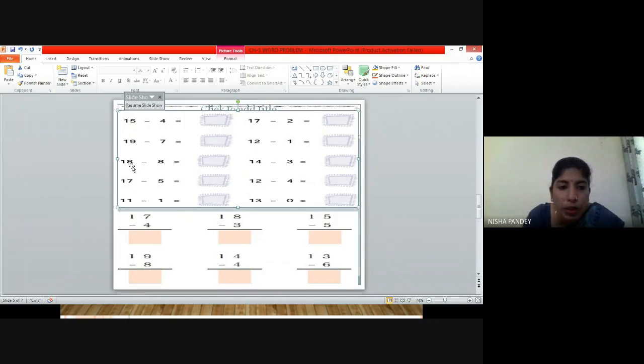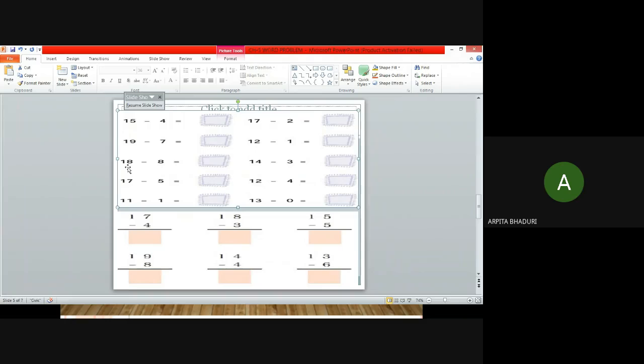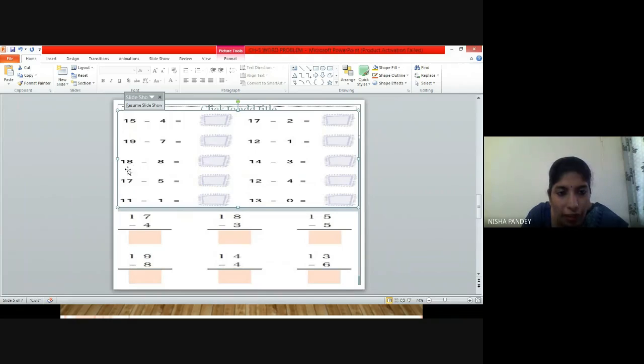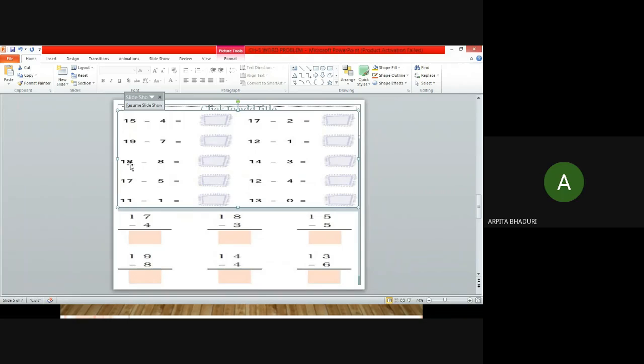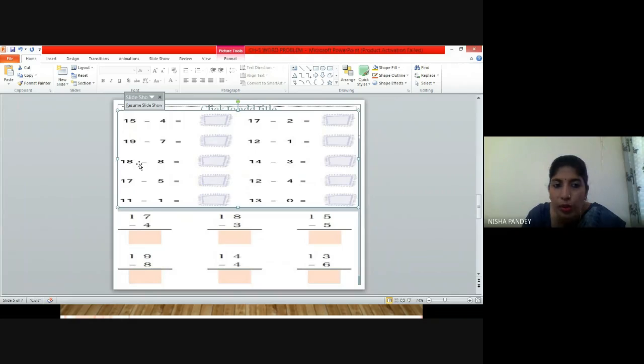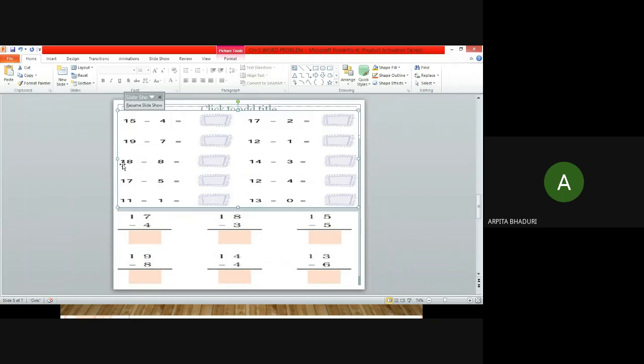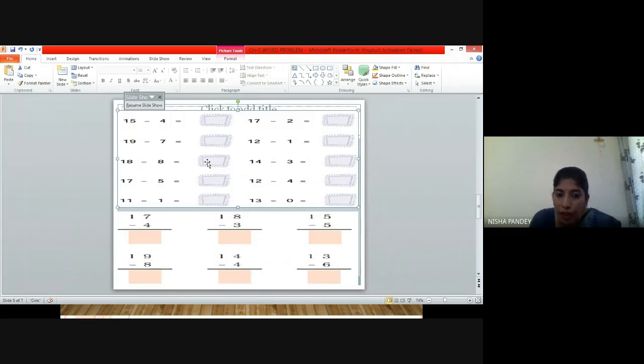So if we put this 8 down, 8 minus 8 will be 0. मैंने बताया था आपको जब हम same number को same number से subtract करेंगे then answer will always be 0. So 8 minus 8 is 0. And what is left here on this side at the tens place? 1. So we'll put 1 here at the tens place. So 1 at the tens place and 0 at the ones place is equal to 10. Now 14 minus 3.